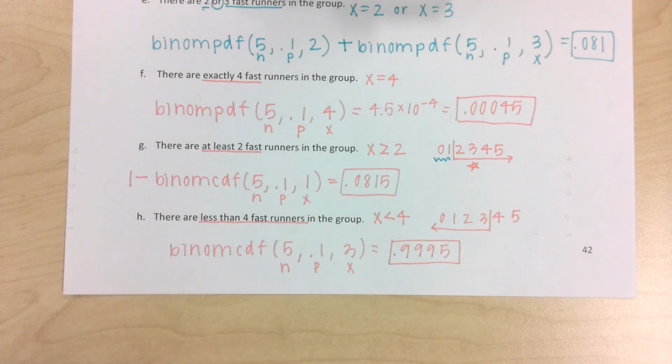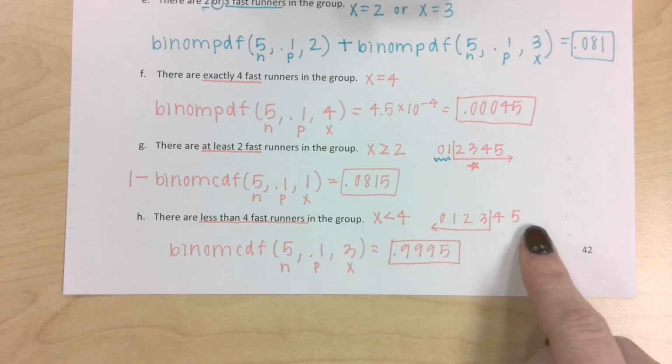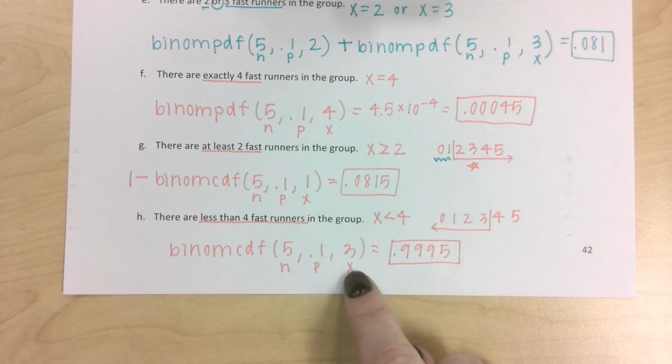Okay, part H was tricky. Make sure you check your answer here. This was looking for less than 4, so 4 should not be included, so it's just a less than 4. So again, when you think about that sample space, the highest you should go to is 3. So your X value should be a 3 there, not a 4.